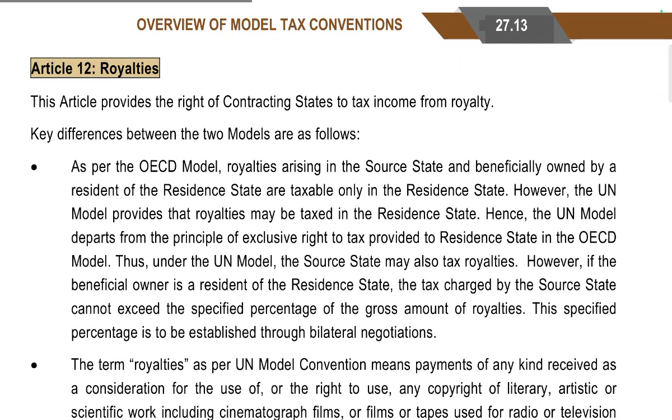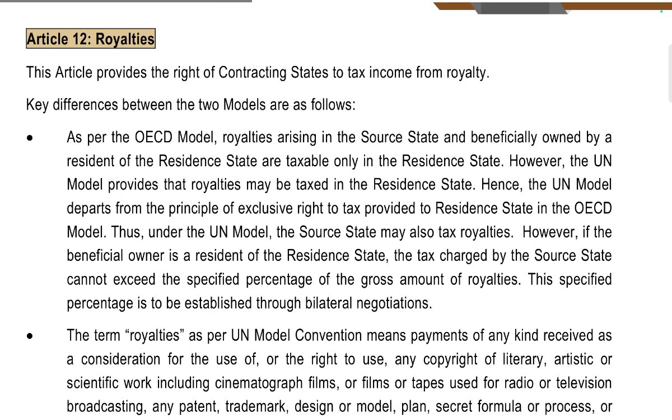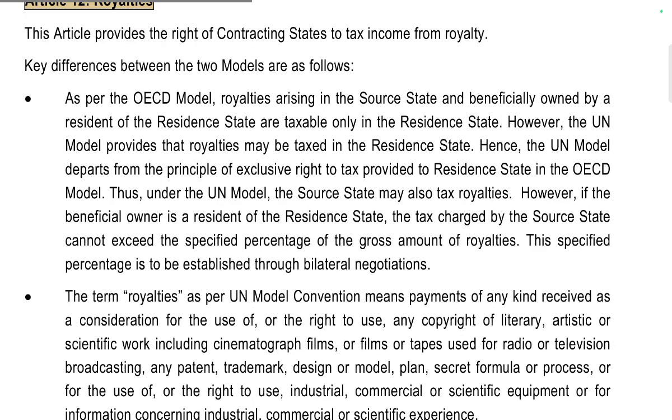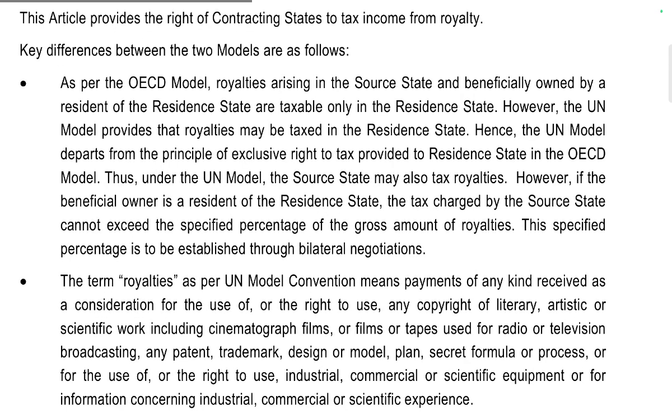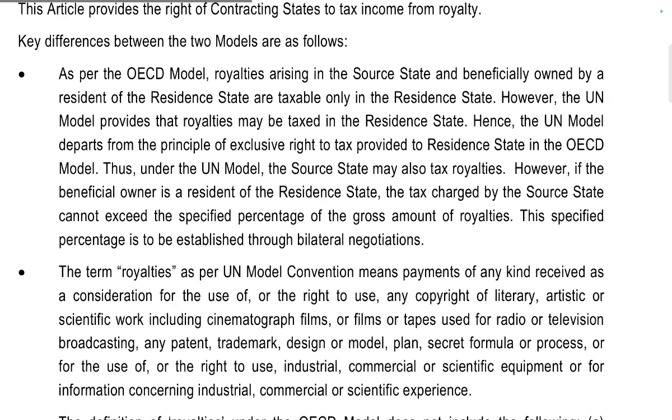Article 12, Royalties. The article provides a right to the contracting states to tax income from royalties. The key difference between the two models is as follows. As per the OECD model, royalties arising in the source country and beneficially owned by a resident of the other state are taxable only in the resident state. However, the UN model provides that royalties may also be taxed in the source state. Hence, the UN model departs from the principle of exclusive right to tax provided to the resident state in the OECD model.